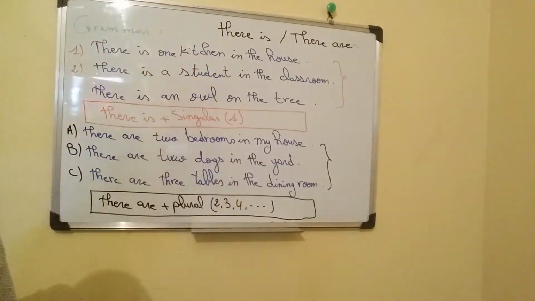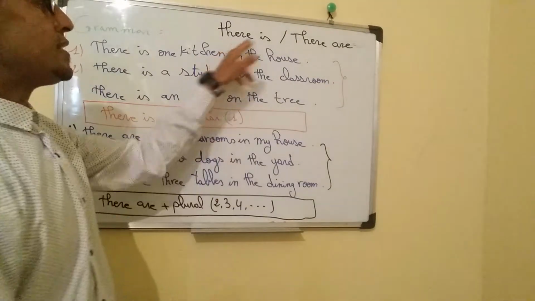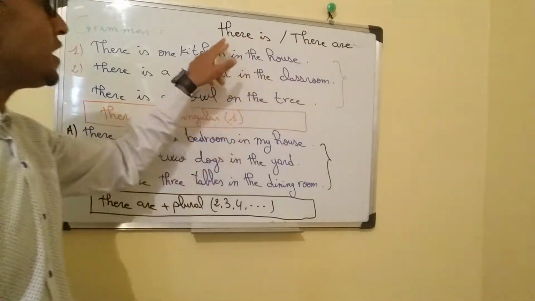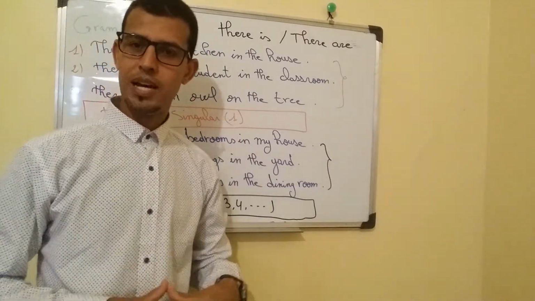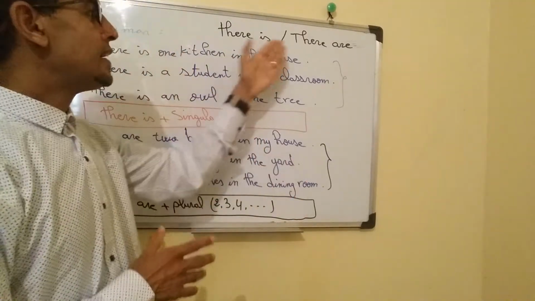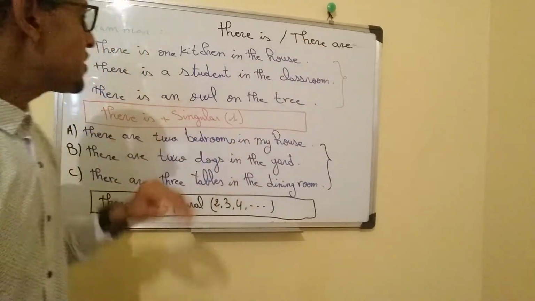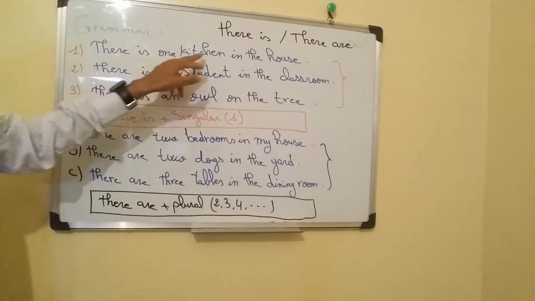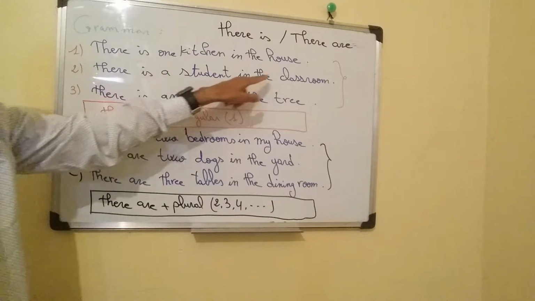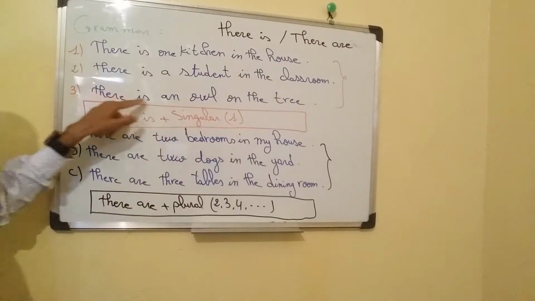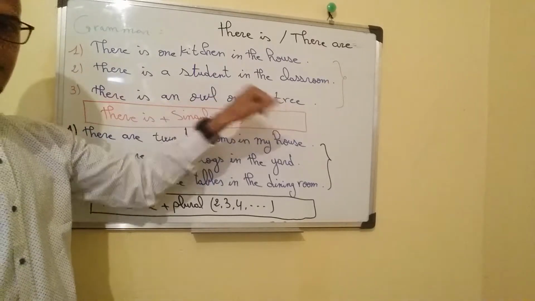So our lesson today is about there is and there are. It's a grammar lesson. So if I want to talk about the rooms that I have in my house, we use there is and there are. Okay, so there is one kitchen in the house. There is a student in the classroom. There is an owl on the tree.